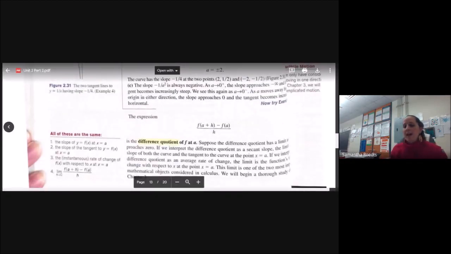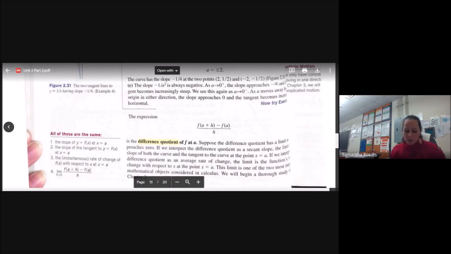So the expression f of a plus h minus f of a over h is the difference quotient of f at a. So suppose that the difference quotient has a limit as h approaches 0. If we interpret the difference quotient as a secant slope, the limit is the slope of both the curve and the tangent to the curve at the point x equals a. If we interpret the difference quotient as an average rate of change, the limit is the function's rate of change with respect to x at the point x equals a.